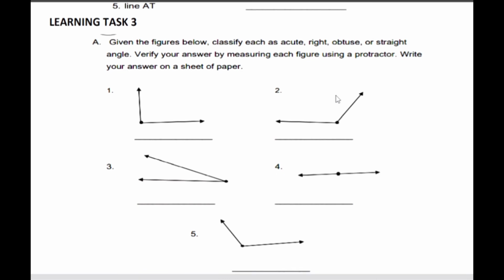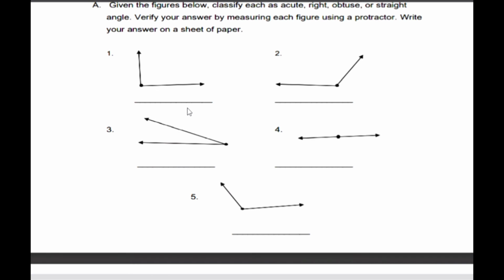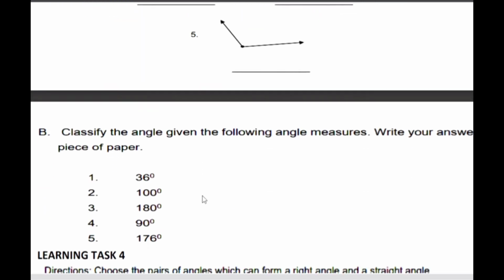So learning task 3, we have letter A. Given the figures below, classify each as acute, right, obtuse, or straight angle. Verify your answer by measuring each figure using a protractor. Write your answer on the sheet of paper. So using your protractor, measure the angles that are given. So isusulat nyo kung siya ba ay acute angle, right angle, obtuse angle, or straight.